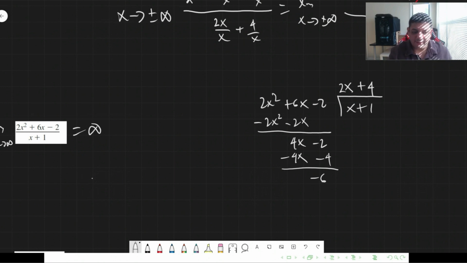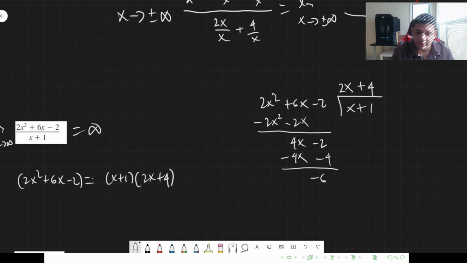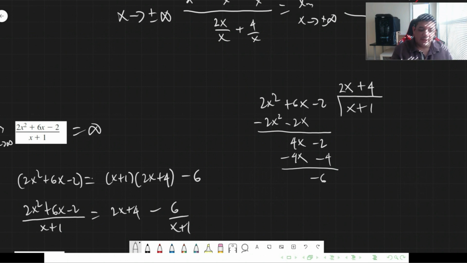So what this says is that I can write 2x squared plus 6x minus 2 as a multiplication of x plus 1 and 2x plus 4, minus the remainder, which is minus 6. But that also means that I can write 2x squared plus 6x minus 2 divided by x plus 1 as 2x plus 4 minus 6 over x plus 1. And so this one that is here is the equation of the line for this limit. So y equals 2x plus 4 is going to be the slant asymptote.